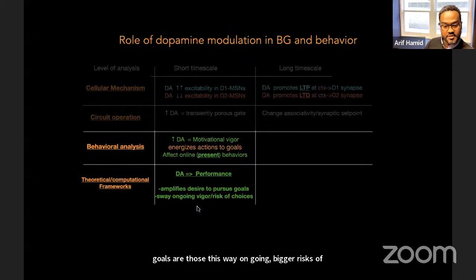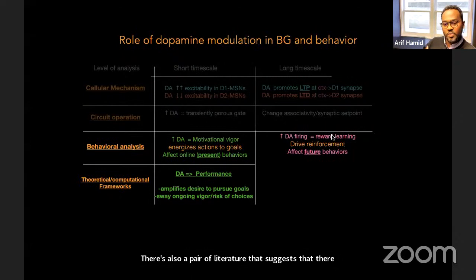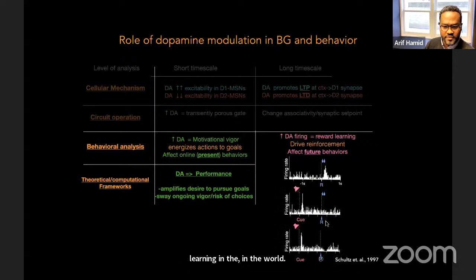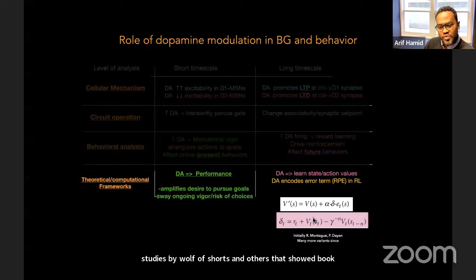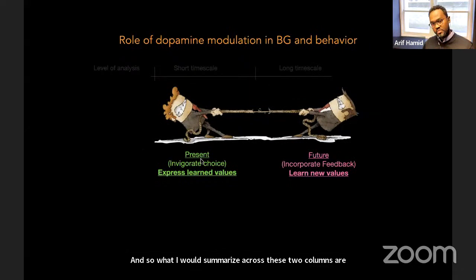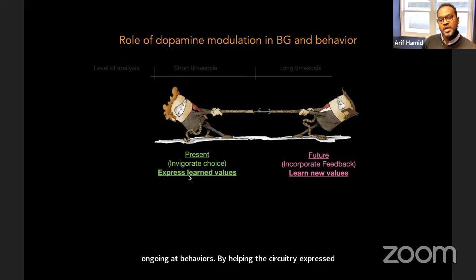There's also a parallel literature that suggests that there are changes in the activity of the dopaminergic system that really affect future behaviors during moments of learning in the world. Some of these studies, as you may know, are the seminal studies by Wolfram Schultz and others that showed dopamine encodes reward prediction error terms that are used to iteratively adjust state or action value expectations from the world. And so what I've summarized across these two columns are the simultaneous and dual roles of dopamine in modulating ongoing behaviors by helping the circuitry express learned values, and simultaneously also allowing the circuitry to learn new values so that future behaviors can be affected.